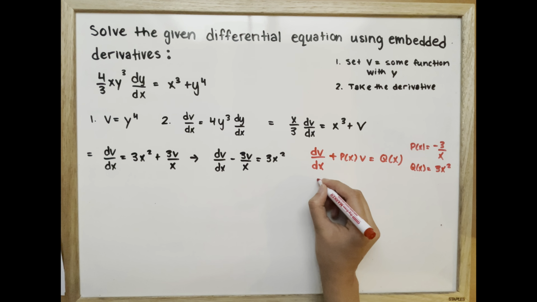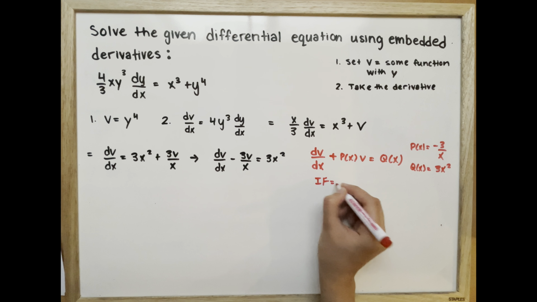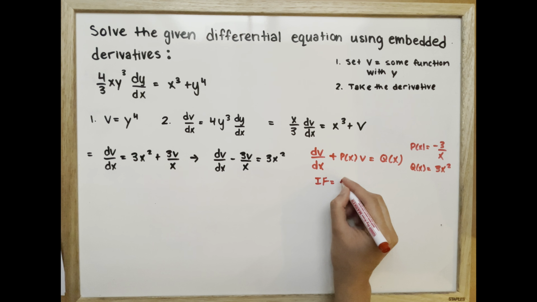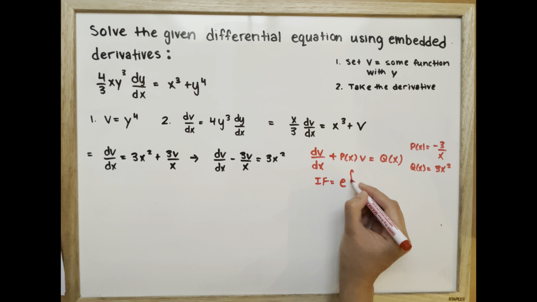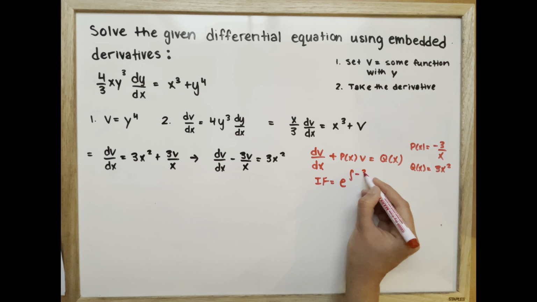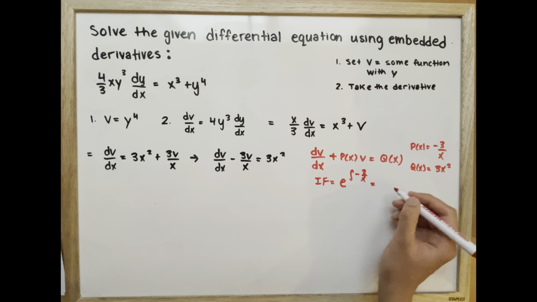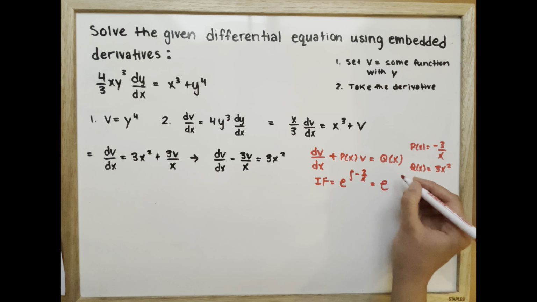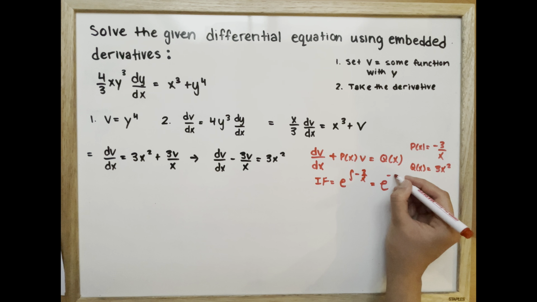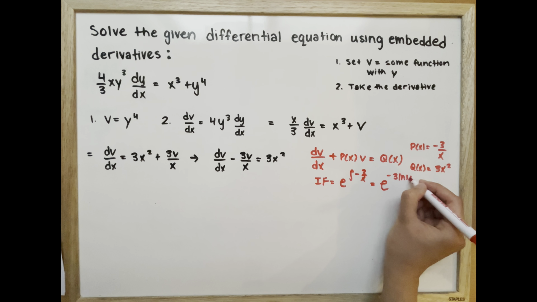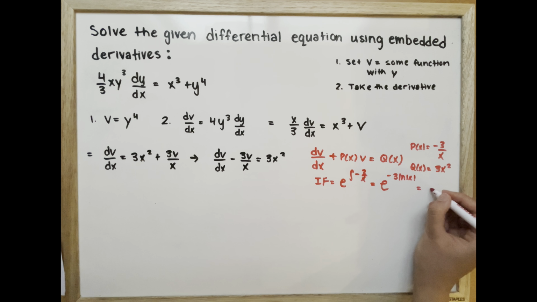So our integrating factor, IF, is equal to e to the power of the integral of negative 3 over x, which is just our p of x. So this is equal to e to the power of negative 3 ln absolute value x, which just simplifies to x to the power of negative 3.